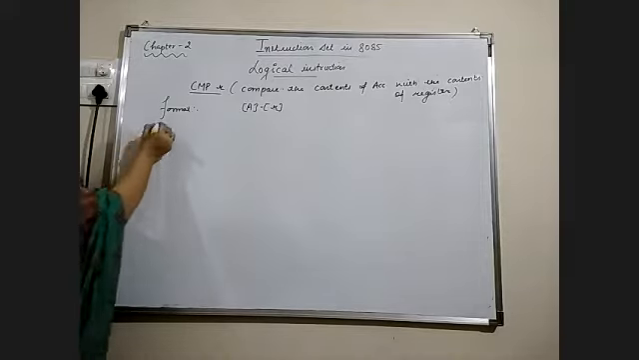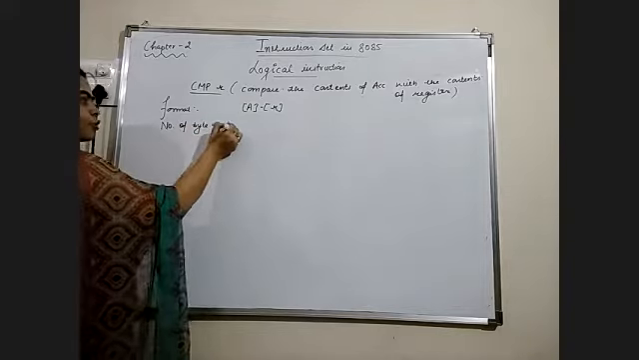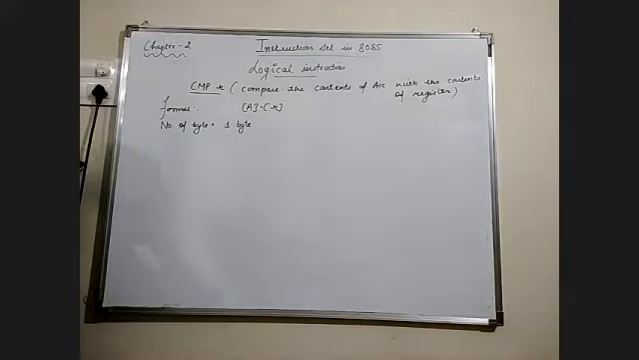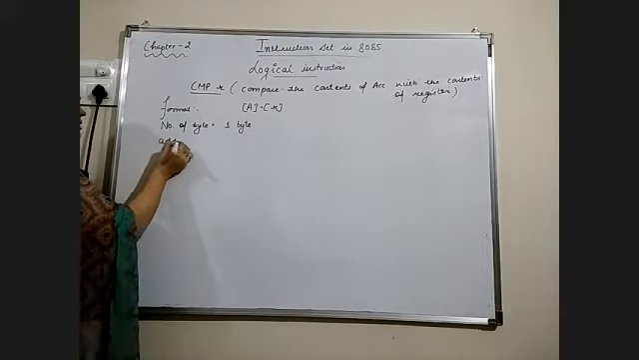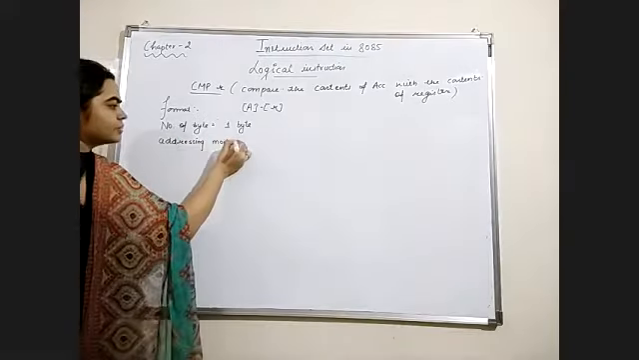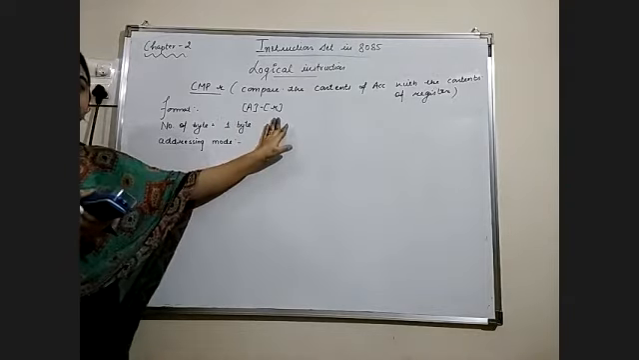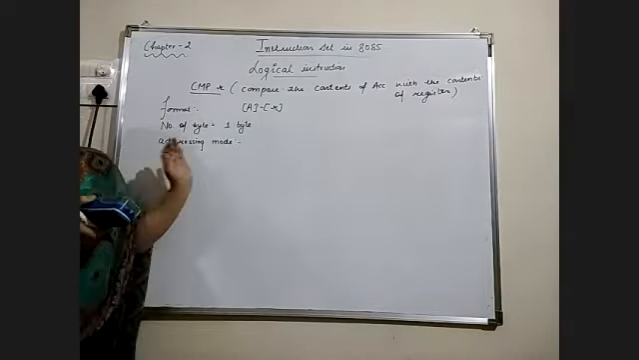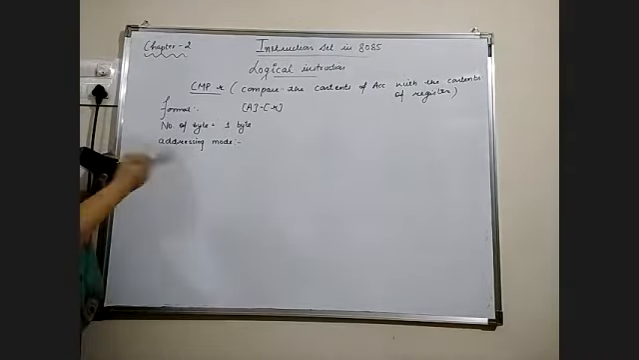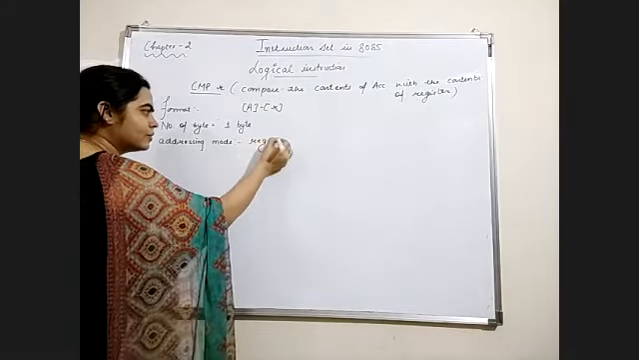After the format, next is the number of bytes. This instruction will occupy 1 byte of memory, because again in this instruction no data or address is specified. Next we have the addressing mode. You can see in this instruction the register name is given. So the value of one general purpose register will be compared with the value of another general purpose register. Both the source as well as the destination are general purpose registers, so the addressing mode is register addressing mode.